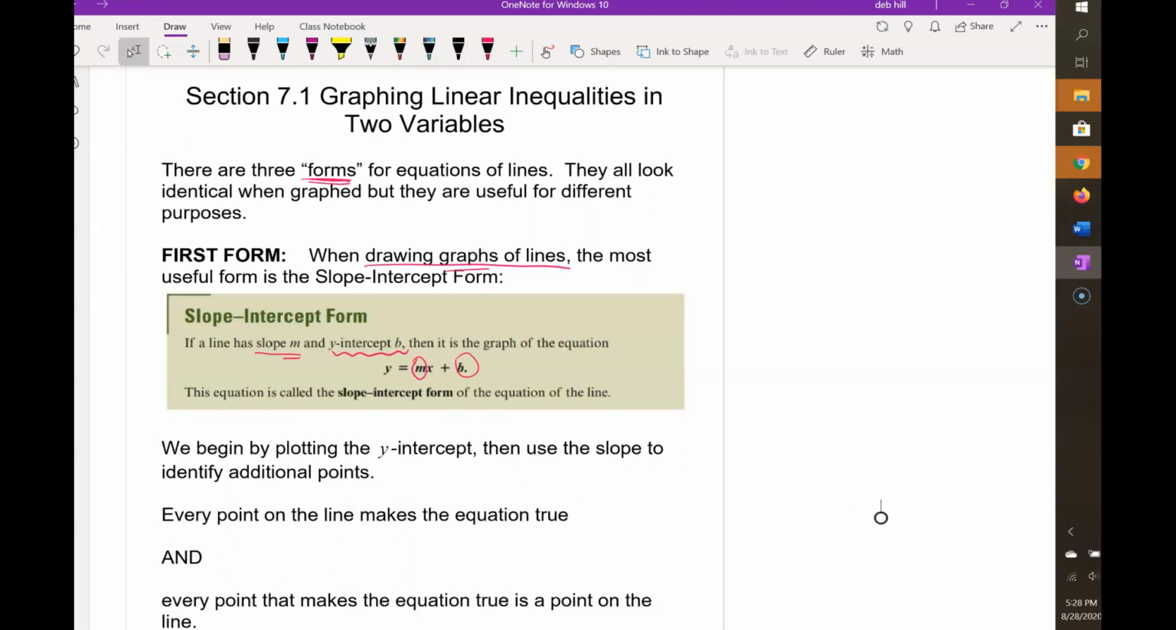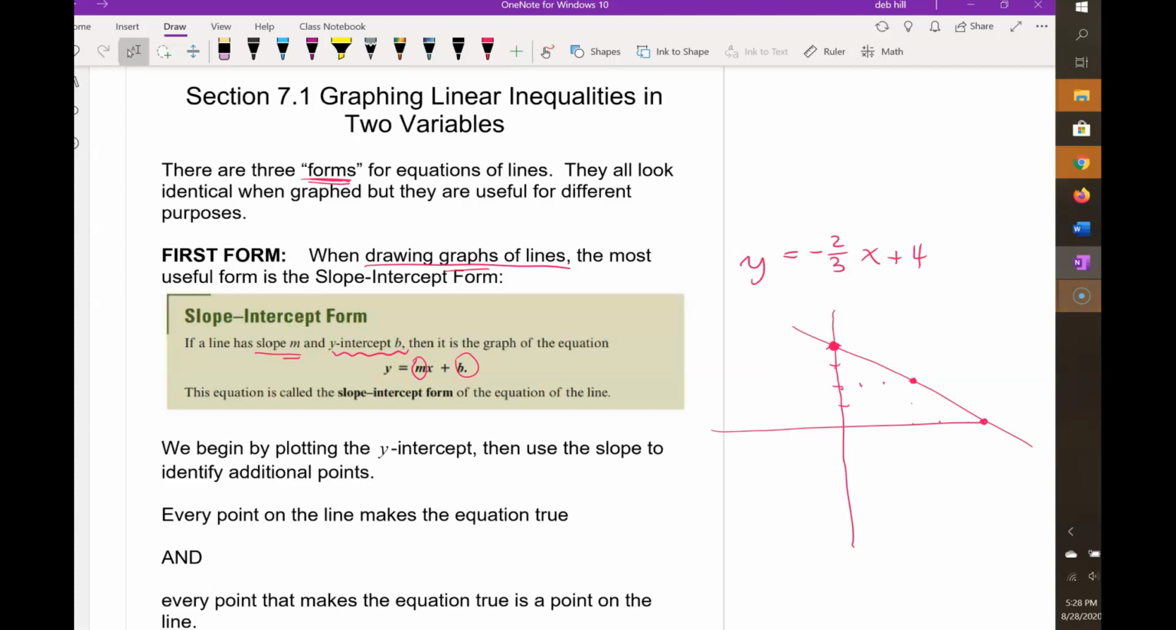So if you are plotting a line using the slope-intercept form, if you have y equals negative 2/3 x plus 4, you would start at the y-intercept of 4, and then use the slope to go down 2 over 3, down 2 over 3 to make your points on your line, and then draw your graph.